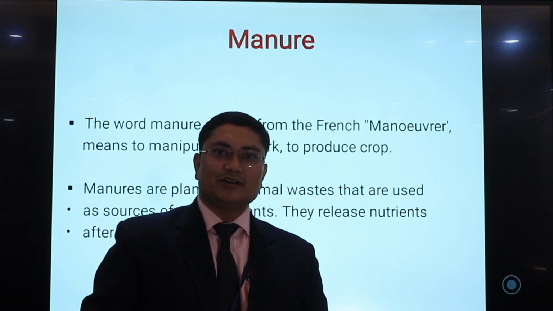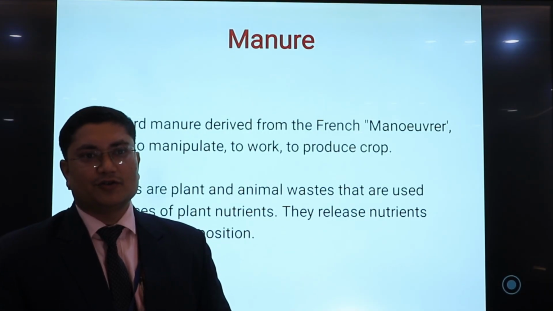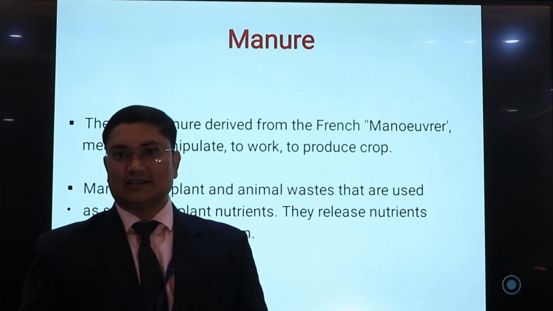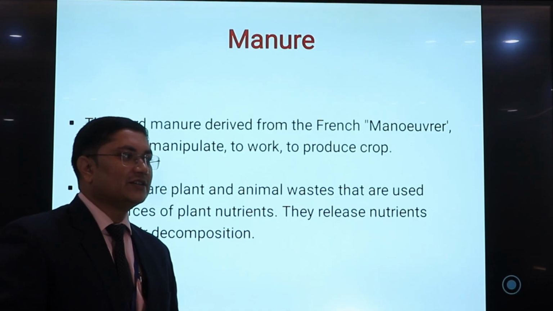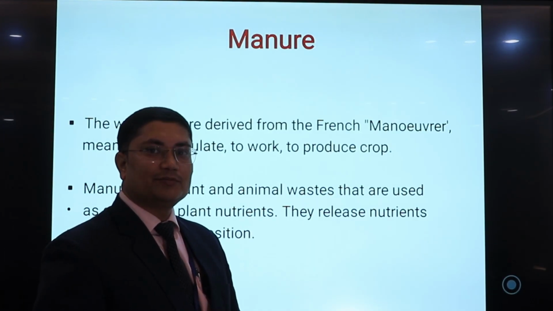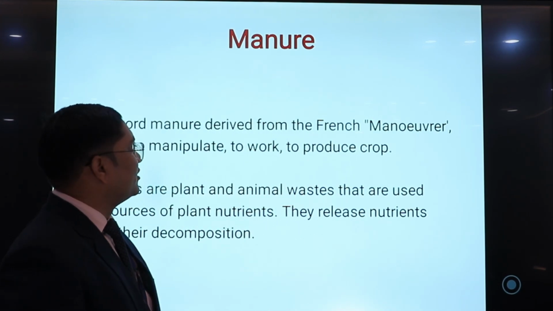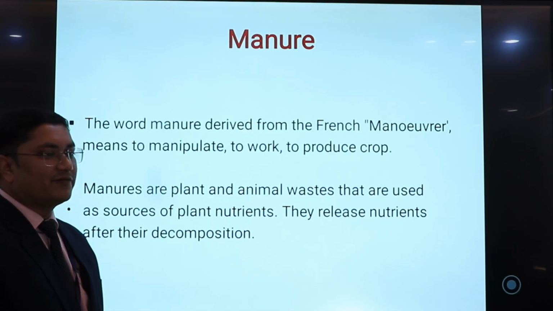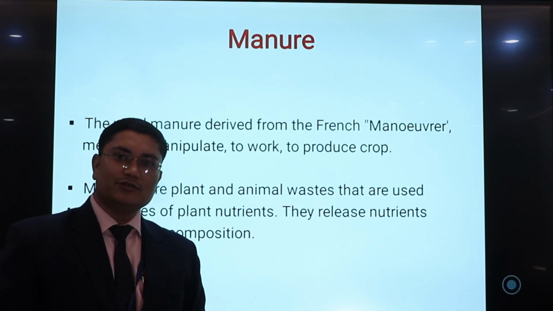With the requirement to fulfill in different categories of soil, we have a smaller amount of nitrogen somewhere, and less availability of phosphorus and potash, these kinds of micro elements. So to fulfill the additional requirement of the plants, we provide it manually in the soil. So by manure we can provide it, and that's why the word manure is derived from the French manure, which means to manipulate, to work or to produce.